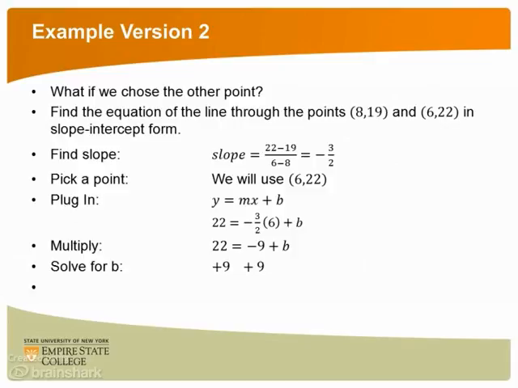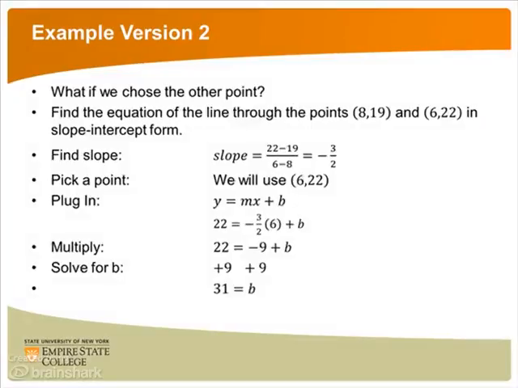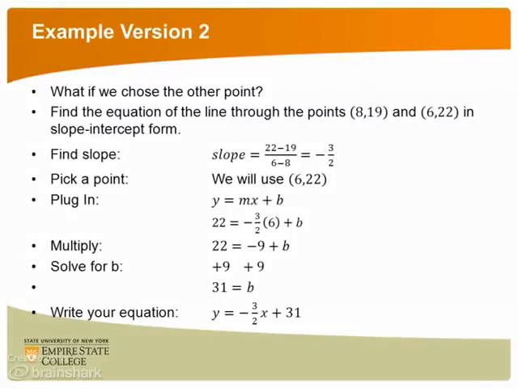We want to solve for b, so we have to eliminate the negative 9. To do so, we add 9 to both sides of the equation. When we do so, we get 31 equals b. So our final equation is y equals negative 3/2 x plus 31, which is exactly what we got when we chose the other point.